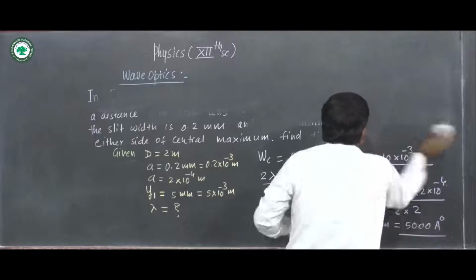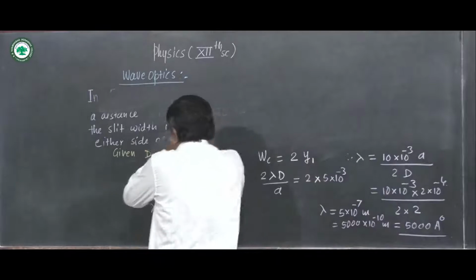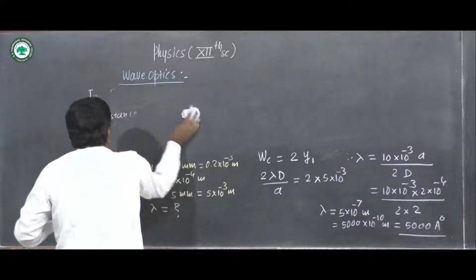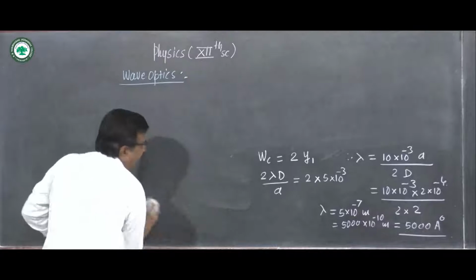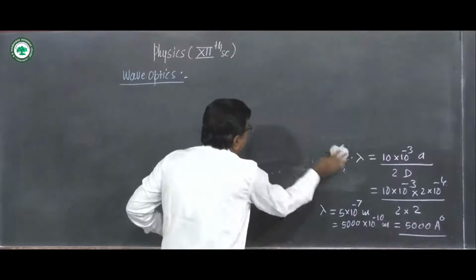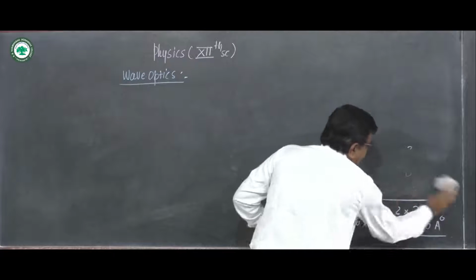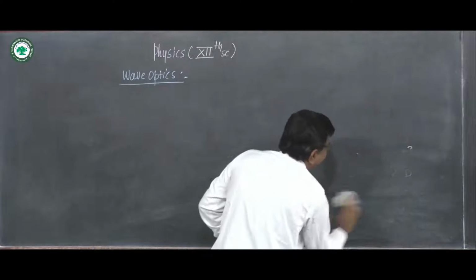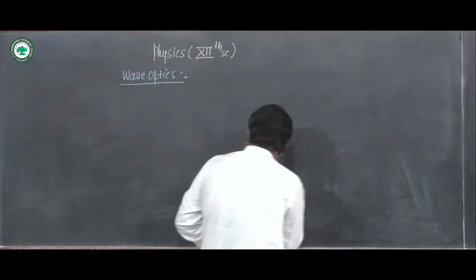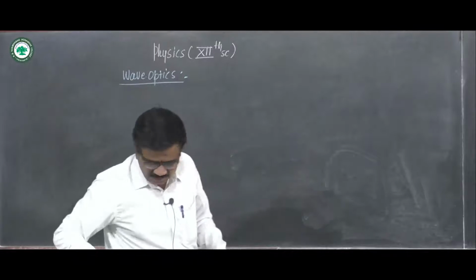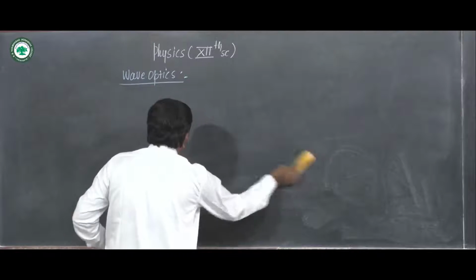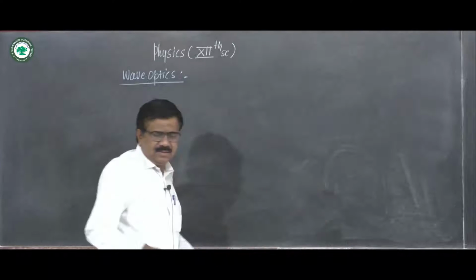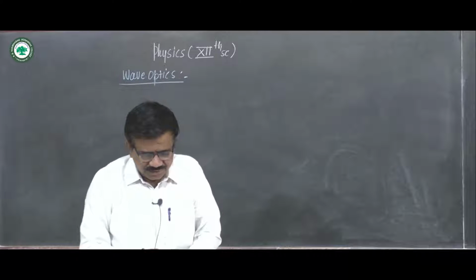You have to just write the formula. Formula carries half mark. In its numerical, correct formula carries half mark. Correct substitution half. And correct answer with unit, you will get 1. Very simple part. You have to write correct formula and correct substitution, and correct answer with the unit.